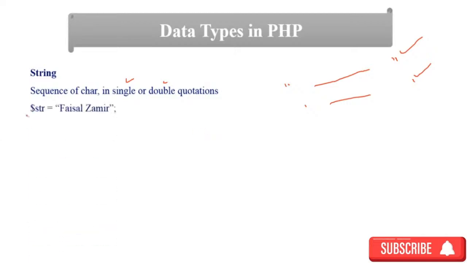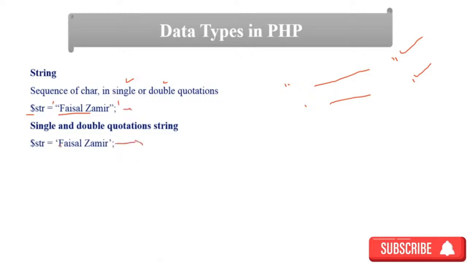So for example, this is a variable, and this variable has a value of Zamir that is enclosed in double quotation. So this is a string data type. We can also use a single quotation. So with single and double quotation strings, you can see that this result will be the same as the one coming from this. We use only single quotation. So understand this example, and I will discuss a rule with you.